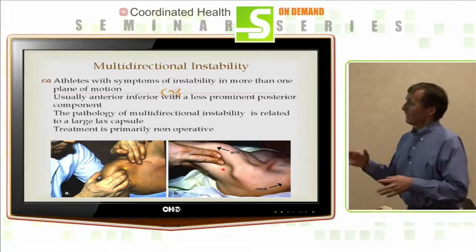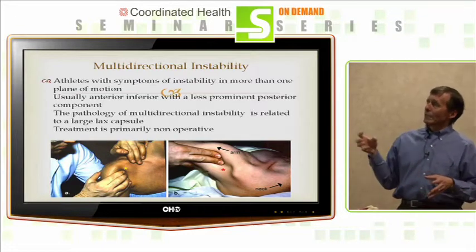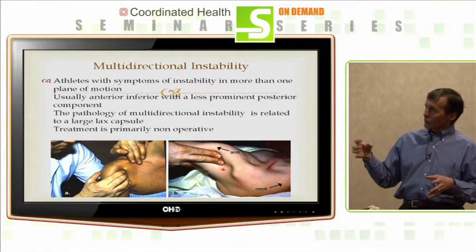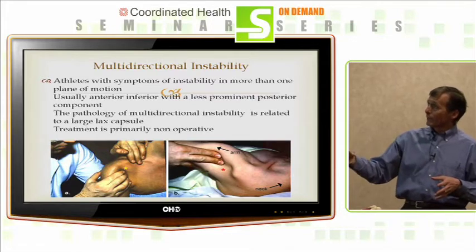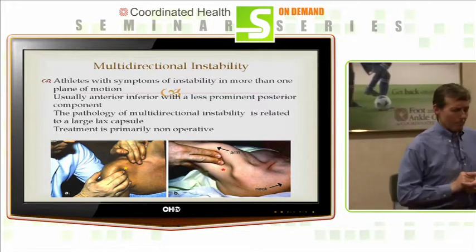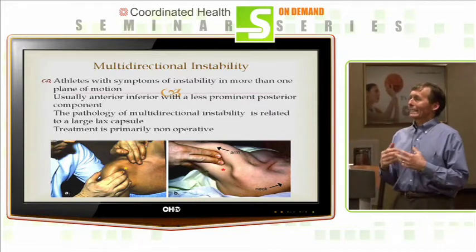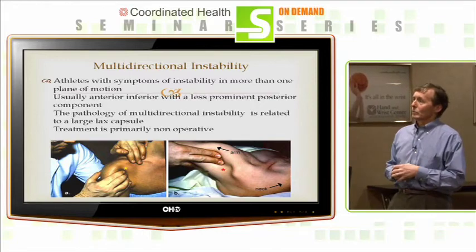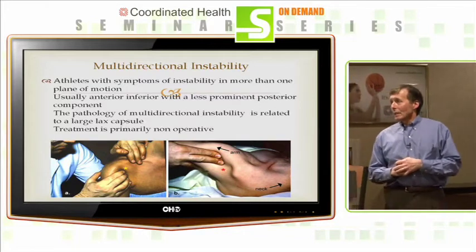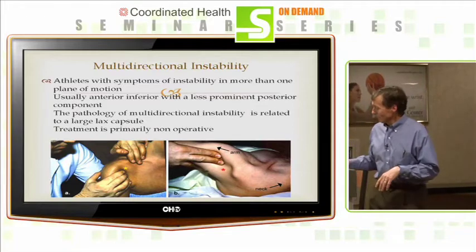These patients have instability in more than one plane. Usually it's anterior, posterior, and slightly inferior. And the pathology is extremely multifactorial. It's a combination of muscular instability, and the ligaments, that capsule that I showed you, is lax. And the treatment is very often a non-operative rehab program.